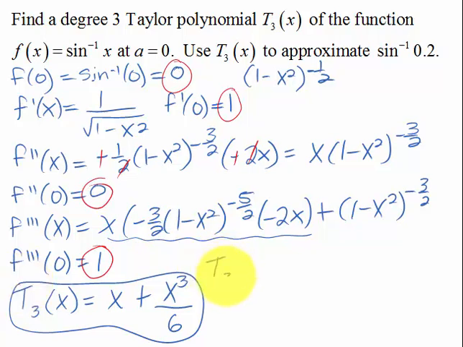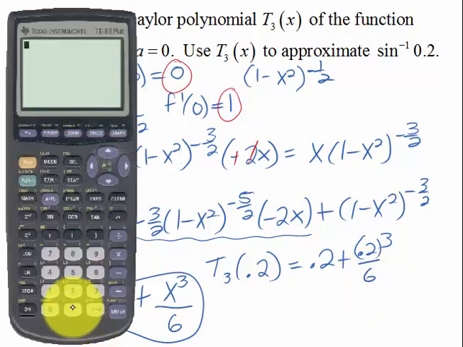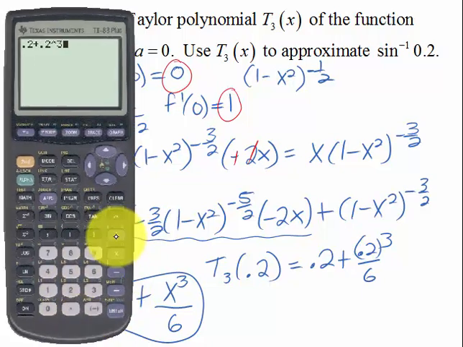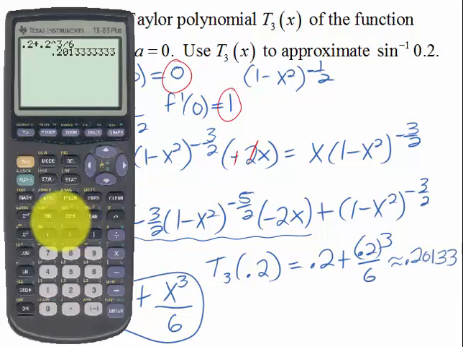Now we're going to use that to estimate the inverse sine of 0.2. And so that would be putting in 0.2 plus 0.2 to the third over 6. So I'm going to bring up a calculator to do that. We have 0.2 plus 0.2 to the third, and that's divided by 6. And so that is approximately, we'll list maybe 5 decimal places here, 0.20133.